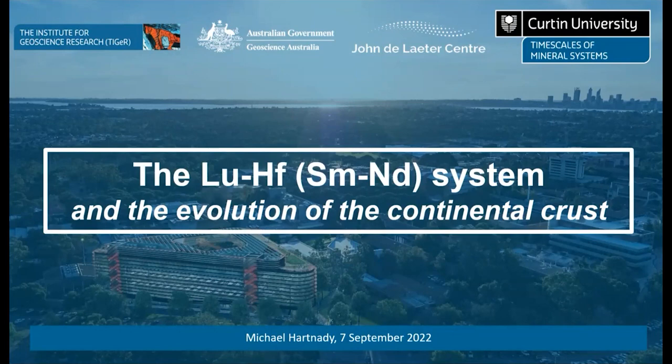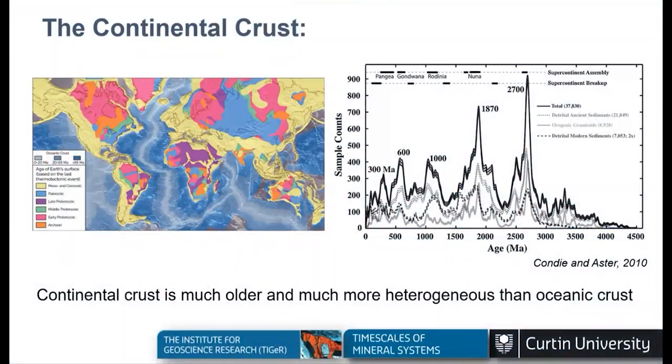And what this system is most useful for is looking at the evolution of the continental crust, particularly through minerals like zircon. Whereas I showed previously that the oceanic crust is very young, it's quite an ephemeral visitor to Earth's surface, the continental crust lasts a lot longer. There's much more age heterogeneity. This map shows different geological provinces that range in age from the Archean all the way through to the present day.